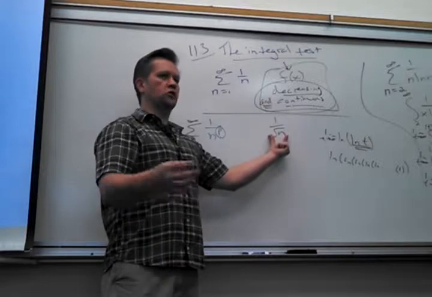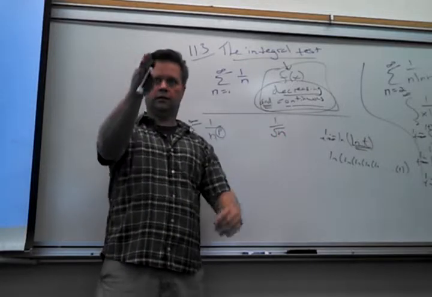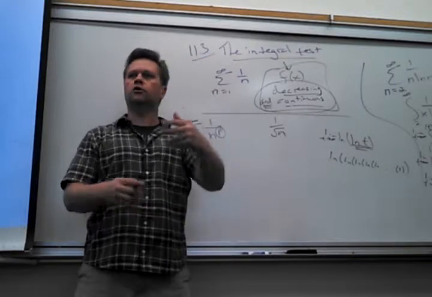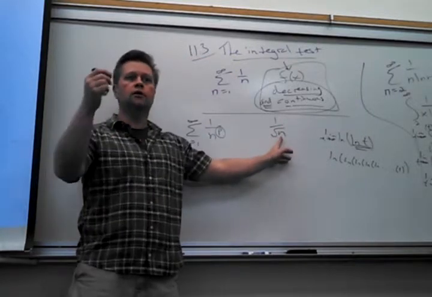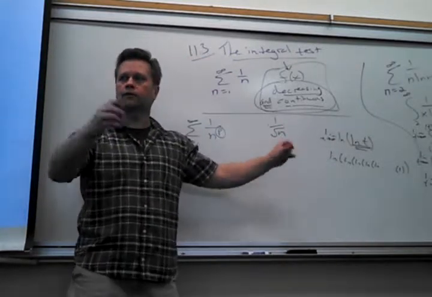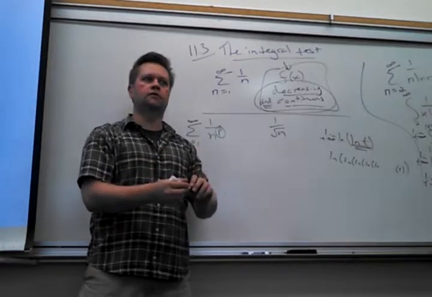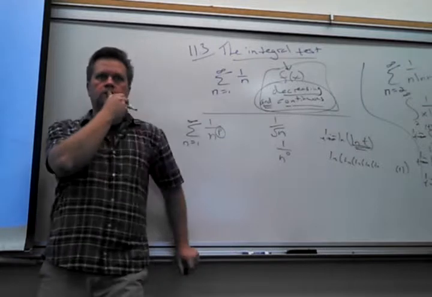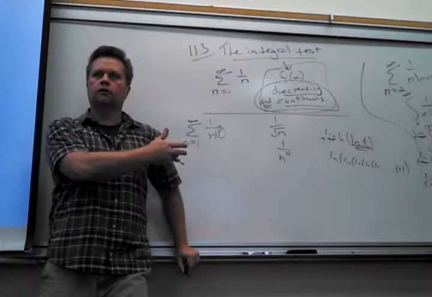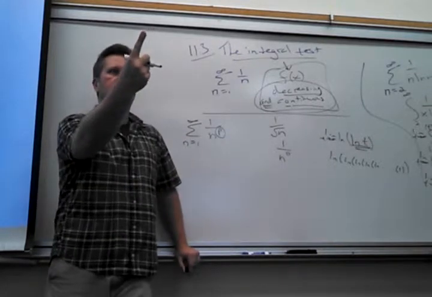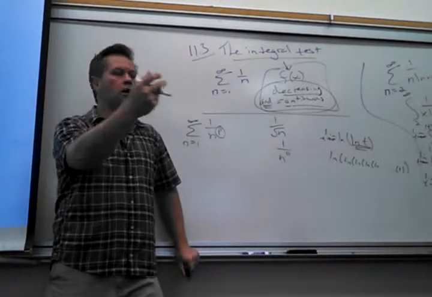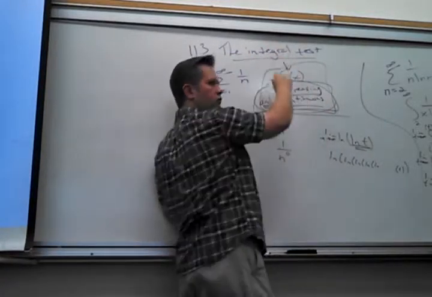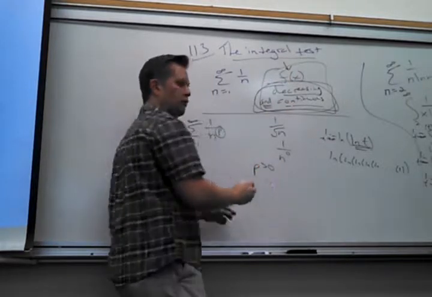As n gets bigger, square root of n is getting bigger, so 1 over square root of n is getting smaller. The power here is 1/2. It has to be larger than 0. The minute the power on n is 0, what is that really? Constant. That's 1. Is that decreasing? No. So these requirements, even to start the integral test, tell me that P has got to be greater than 0.